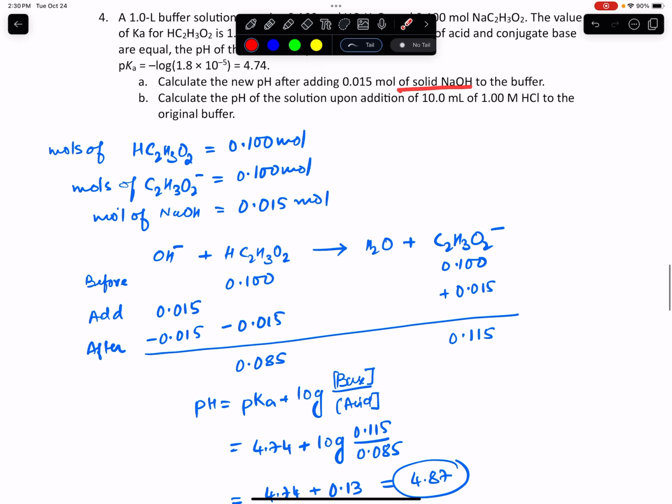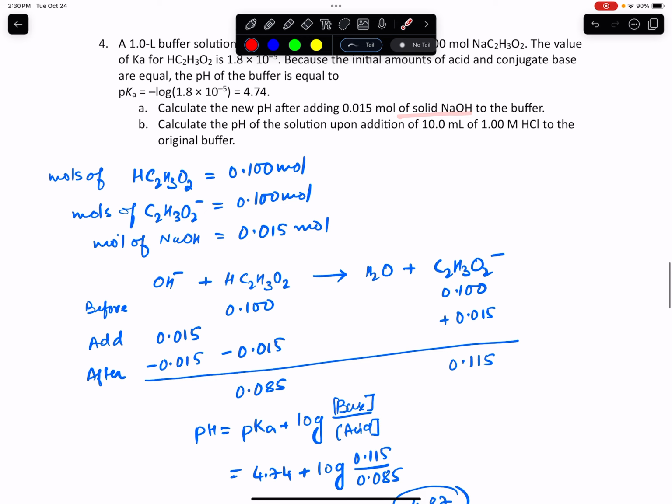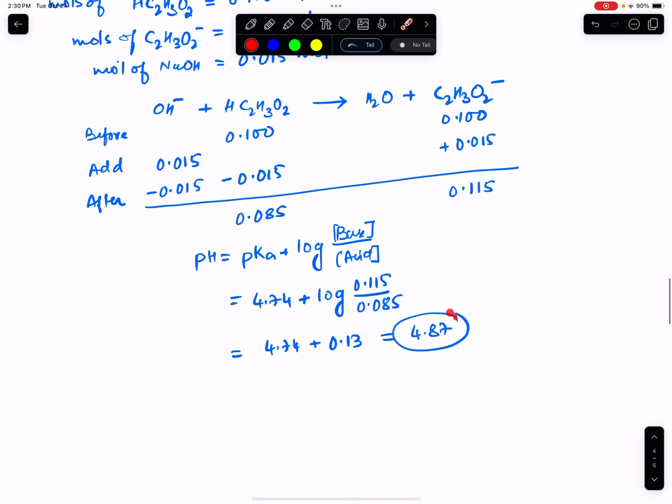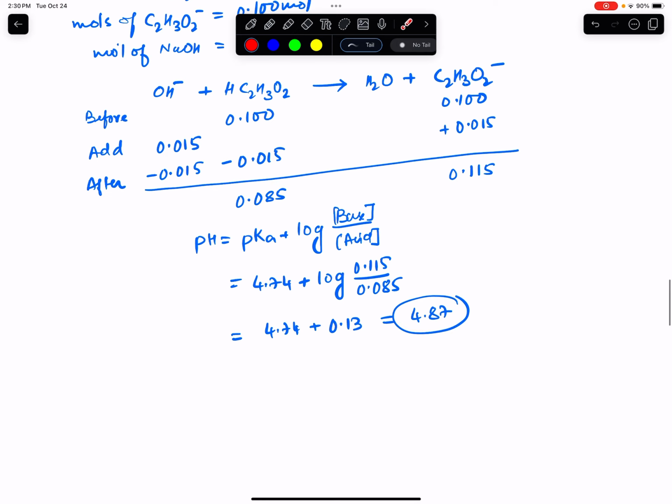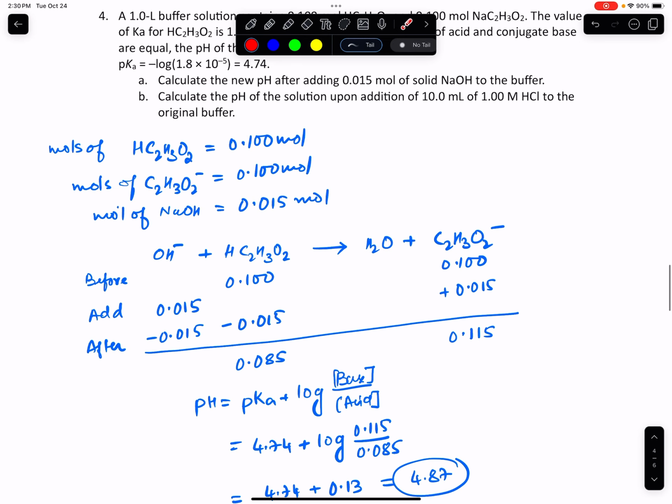Now compare it. If this is truly a buffer, then the pH should not have changed much. The initial pH is 4.74. It rose very slightly to 4.87. Makes sense. All right, for the next part of the problem, we have to calculate the pH of the solution upon addition of 10 ml of 1 molar acid to the original buffer.